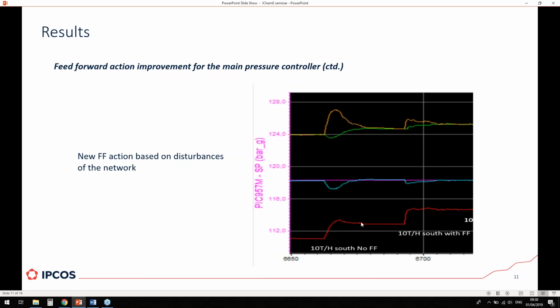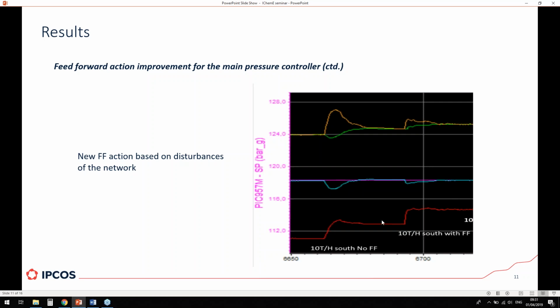Without the feed forward action, when you have a change of 10 tons an hour of steam demand in the south, for example, your pressure can decrease by almost 1.3. I think this is 1.3 bar. You see a sudden reduction of 1.3 bar in the pressure. That's without the feed forward action.